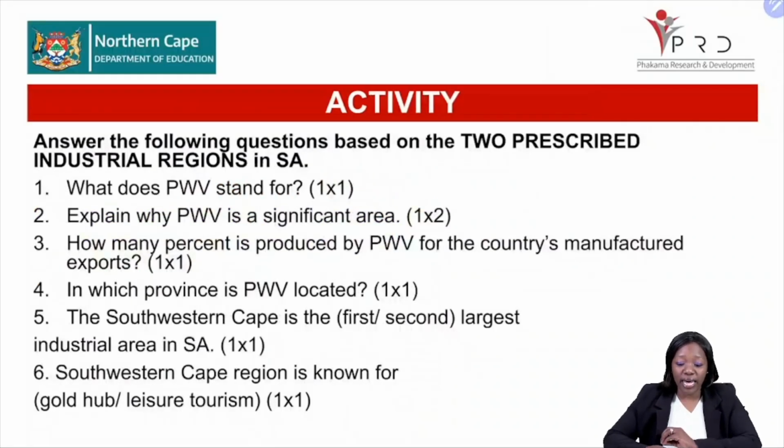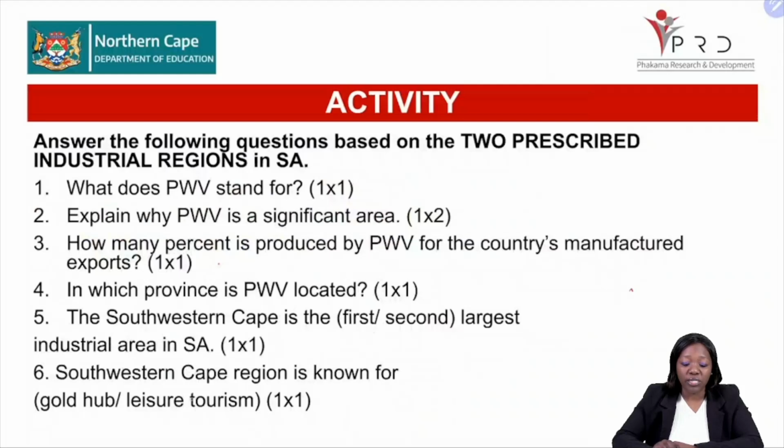Then we're looking at our first activity. You answer the following questions based on the 2 prescribed industrial regions in South Africa. The first one, what does PWV stand for? Then secondly, you explain why PWV is a significant area. Then number 3, how many percent is produced by PWV for the country's manufactured exports? Then number 4, in which province is PWV located? Number 5, the Southwestern Cape, is it the first or the second largest industrial area?